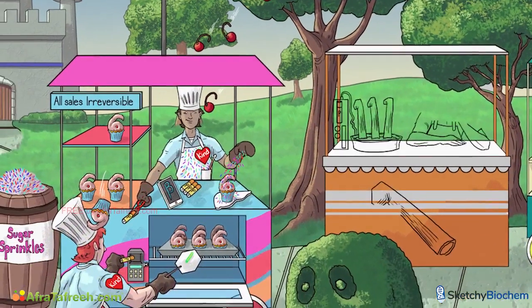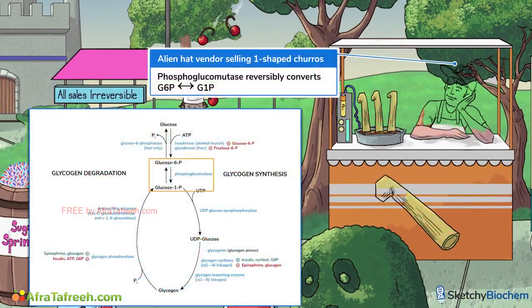Alright, let's move to the next step. In step 2, phosphoglucomutase reversibly transforms G6P to glucose 1-phosphate, or G1P. This alien hat vendor lost in his daydreams instead of selling 1-shaped churros is phosphoglucomutase. That "reversibly" is important, so don't forget it.